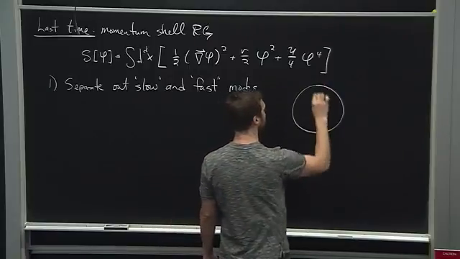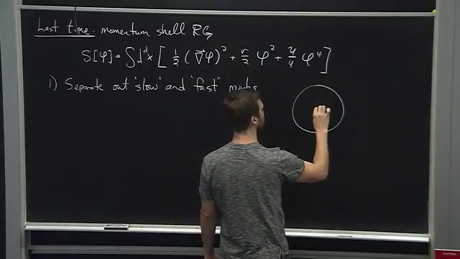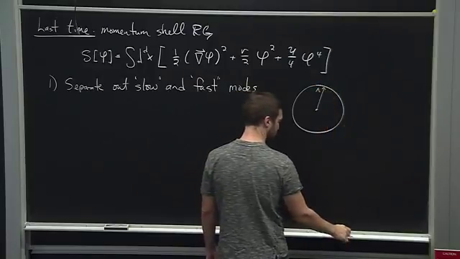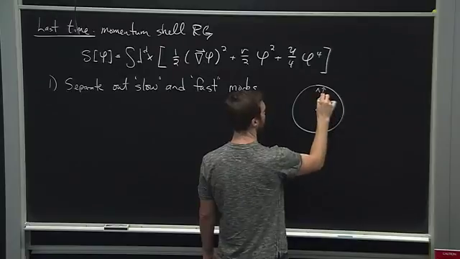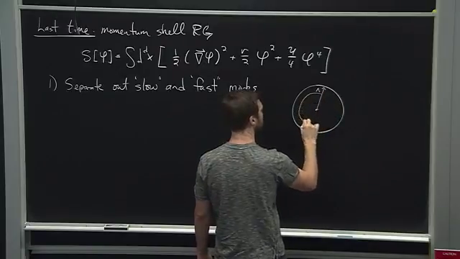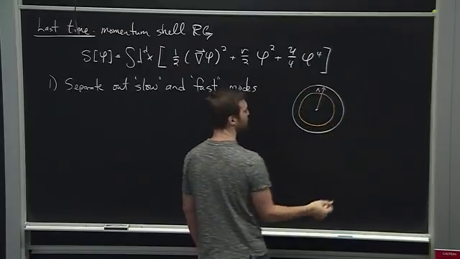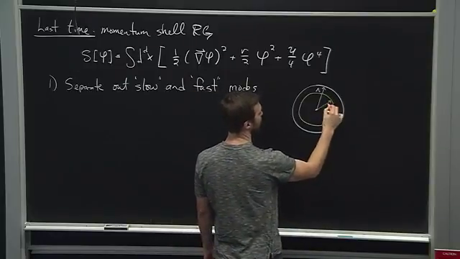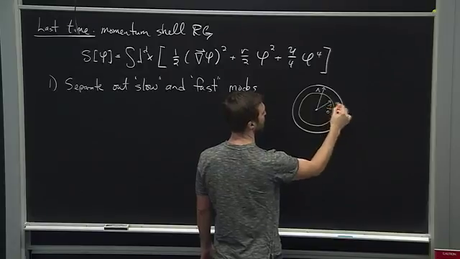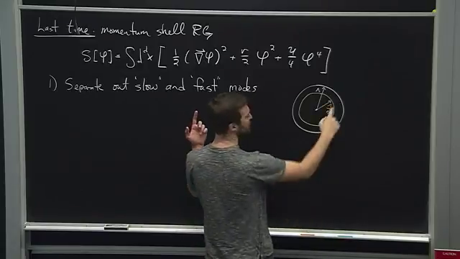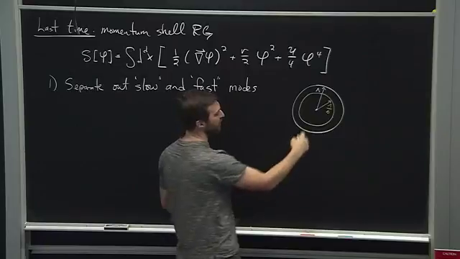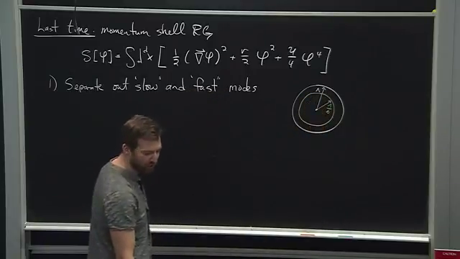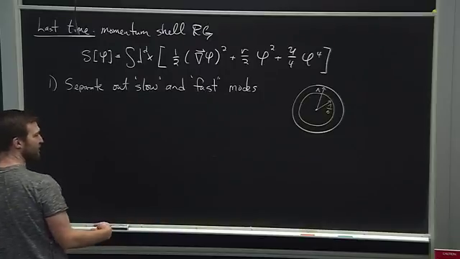And what it means is we're doing an integral in the Brillouin zone, which has a UV cutoff. But then we are dividing the momentum space into a shell of fast modes that we're integrating over, we're tracing over, and then an inner sphere of slow modes that we're keeping as degrees of freedom.